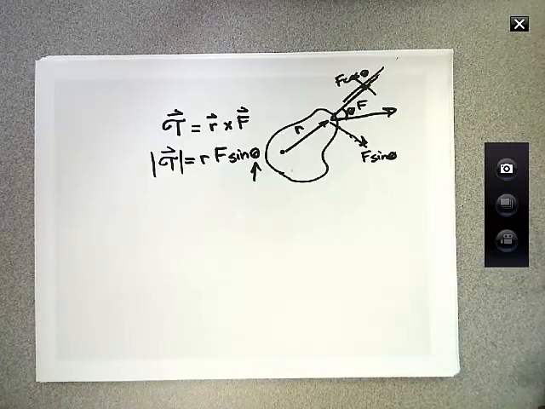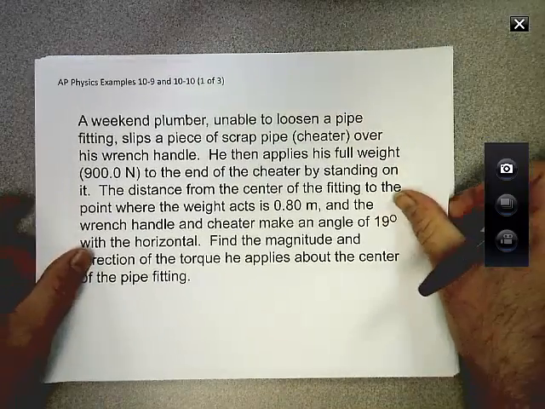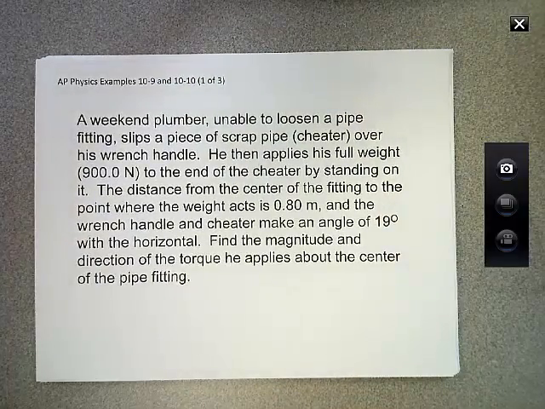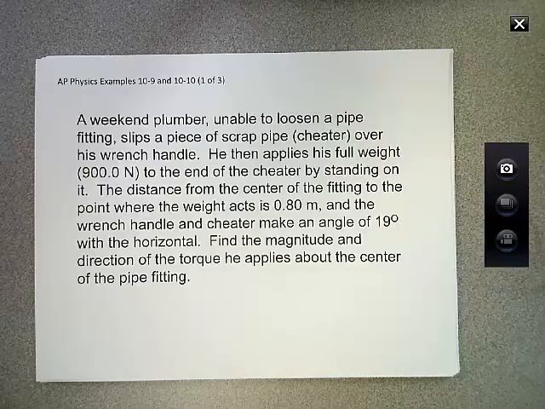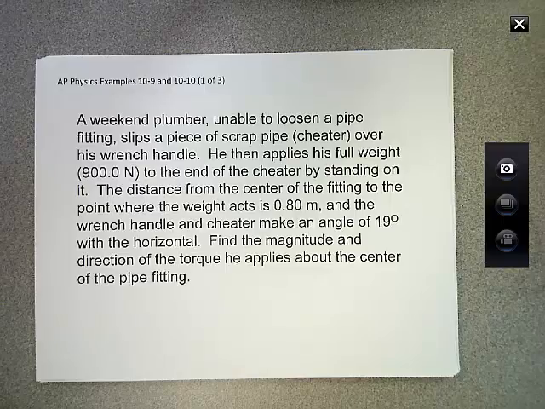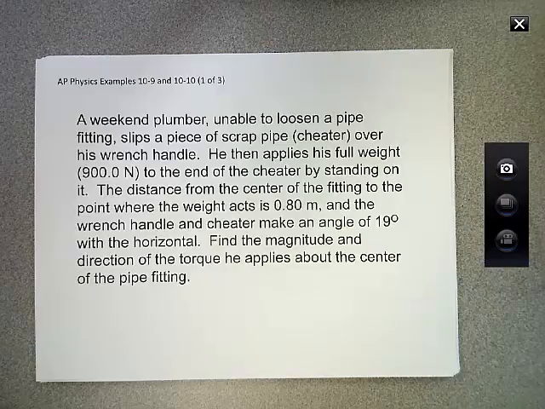All right. Our first example is kind of an easy one. A weekend plumber, unable to loosen a pipe fitting, slips a piece of scrap pipe, sometimes called a cheater, over his wrench handle. He then applies his full weight to the end of the cheater by standing on it. The distance from the center of the fitting to the point where the weight acts is 0.8 meters, and the wrench handle and the cheater make an angle of 19 degrees with the horizontal. Find the magnitude and direction of the torque he applies about the center of the pipe fitting.